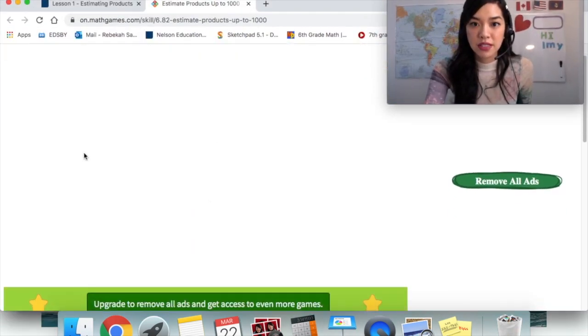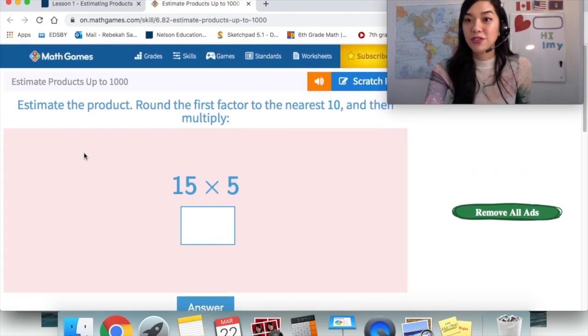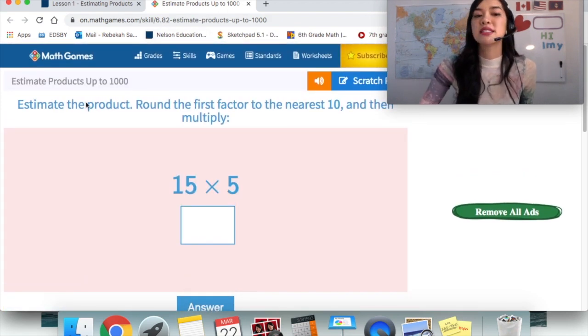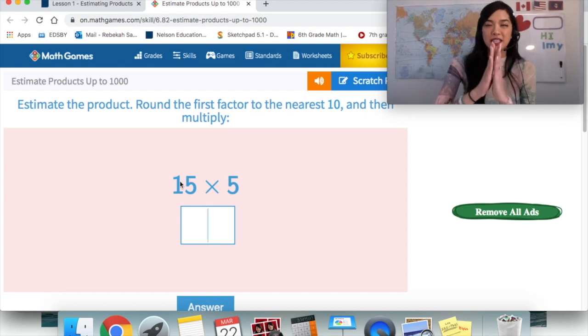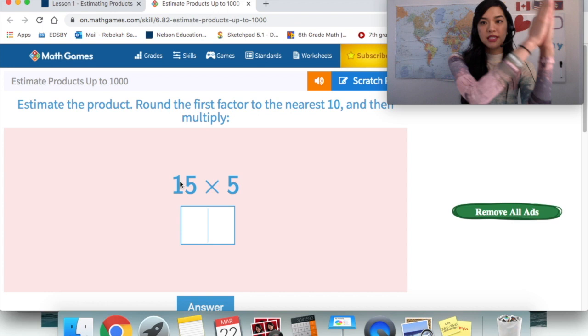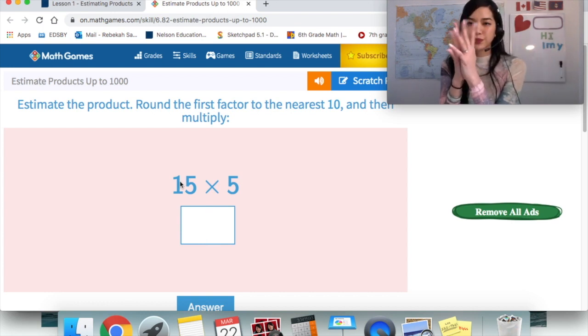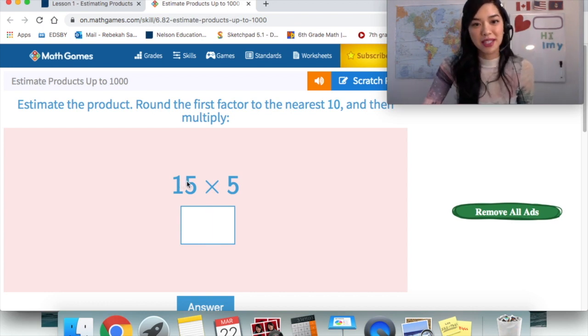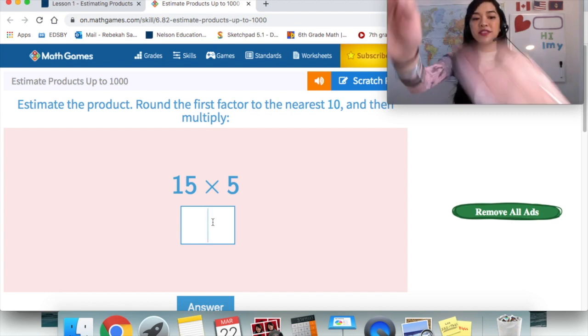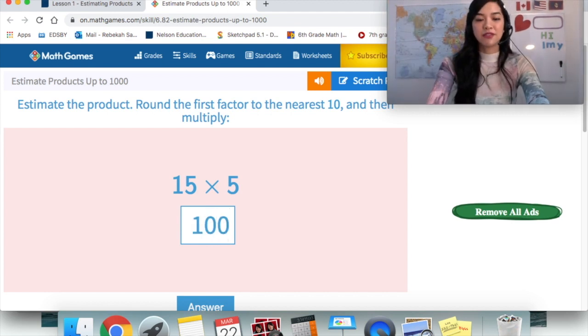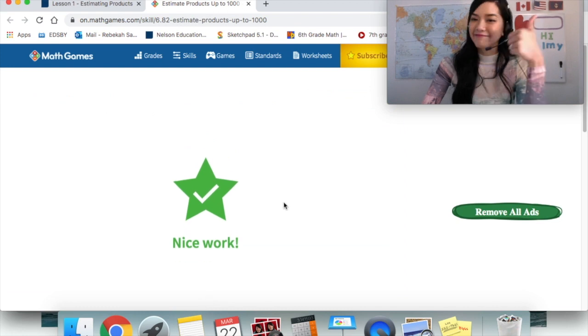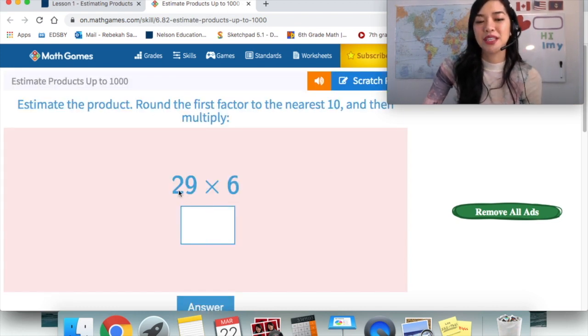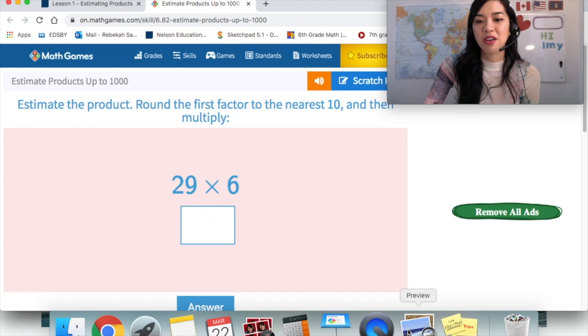Okay, we're just going to let this game load. I'm going to answer the first few with you so you get an idea. Estimate the product. Round the first factor, which is this first number, to the nearest 10, then multiply. So let's take 15. Is it closest to 20 or is it 10? What do you guys get? Good, 20, because 5 or more. So 20 times 5, 100. Let's see if we are correct. Nice work. So 30 times 6. You're going to answer that on your own.